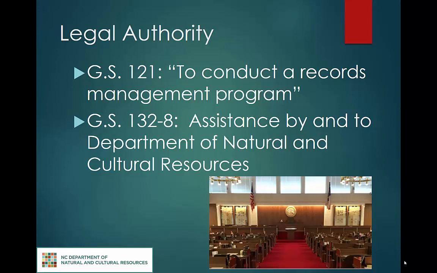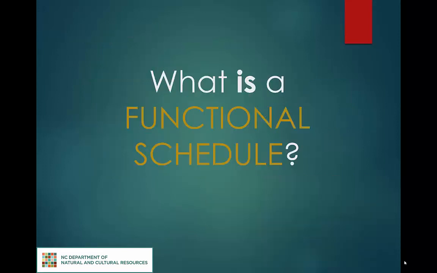General Statute 132 requires public agencies to work with DNCR in the creation of record schedules that establish a time period for the retention or disposal of each series of records. These retention and disposition schedules provide government agencies the legal permission to dispose of their public records. Functional schedules are based on a methodology for appraising records called functional analysis.